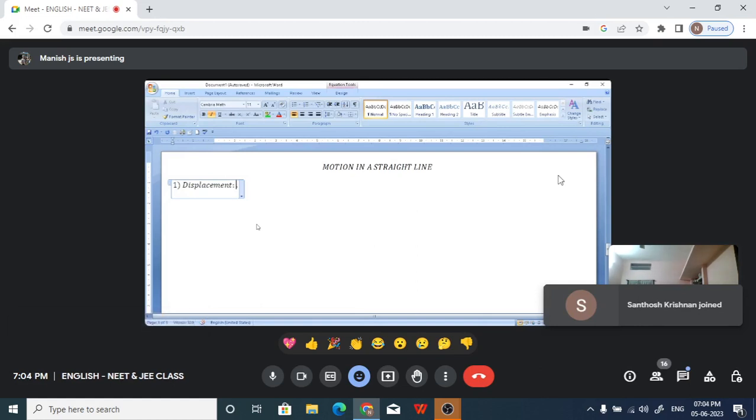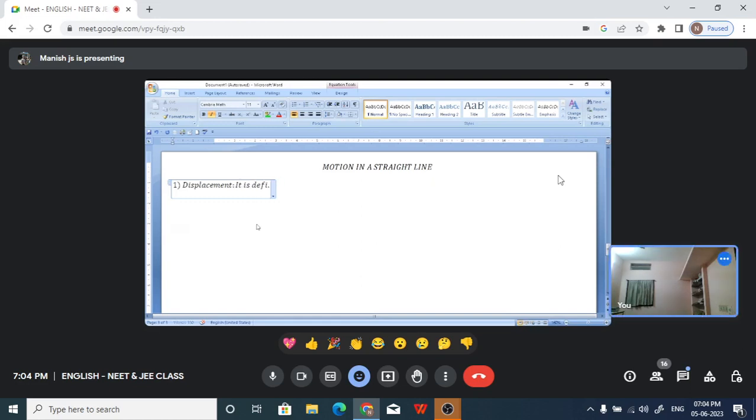The shortest distance to travel from one place to another. Yes, displacement is basically the shortest distance between the initial and final point of an object during its entire journey. That is called displacement. I'll give you the basic definition here. Let's say it is defined as the shortest distance between initial and final point of an object during its journey. This is basically displacement.